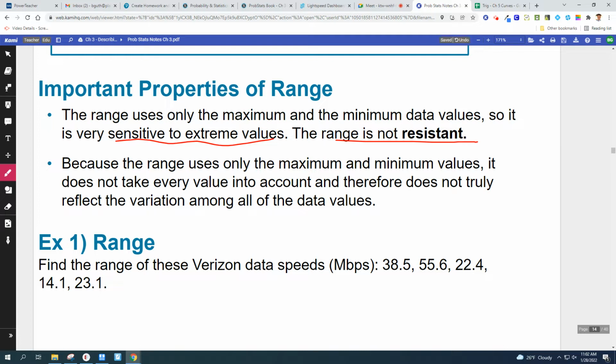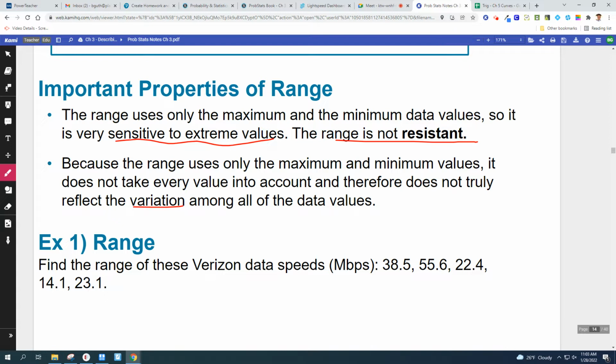Because the range uses only the maximum and minimum values, it does not take every value into account and therefore does not truly reflect the variation among all the data values. So think about what the word variation means: how much it varies, how much the numbers vary.